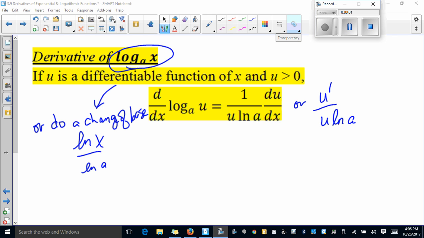Now the first one we'll start with is the log base a of x. If u is a differentiable function of x and u is greater than 0, then the derivative of log base a of u is 1 over u natural log of a times du/dx, or u prime over u natural log of a. Notice that one, natural log of a.